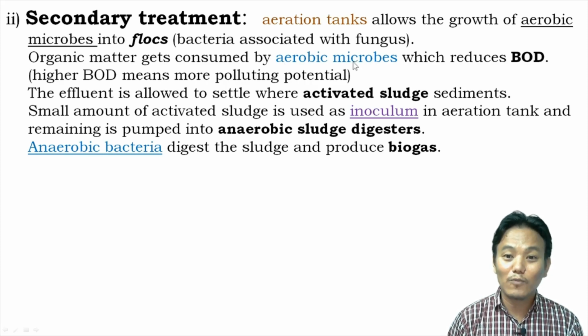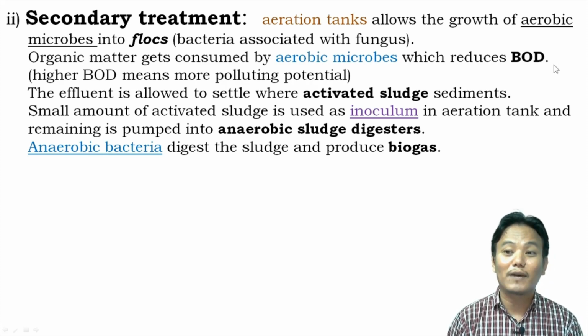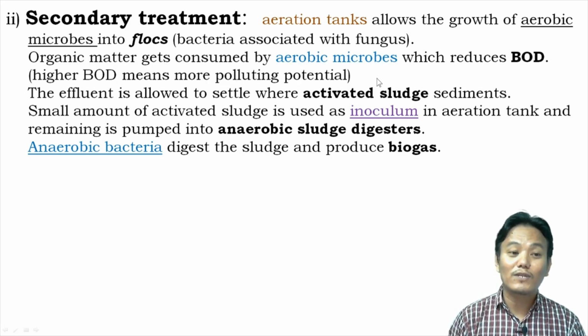So since aerobic microbes consume all the organic matter present inside the effluent, it reduces the BOD of the effluent, thereby reducing the polluting potential of the effluent. Now the effluent is safe to be released into water bodies. But before that, the effluent is allowed to settle, right? During which these masses of aerobic microbes, which form flocs, are allowed to settle at the bottom of the tank through the sedimentation process, and it forms activated sludge, right?